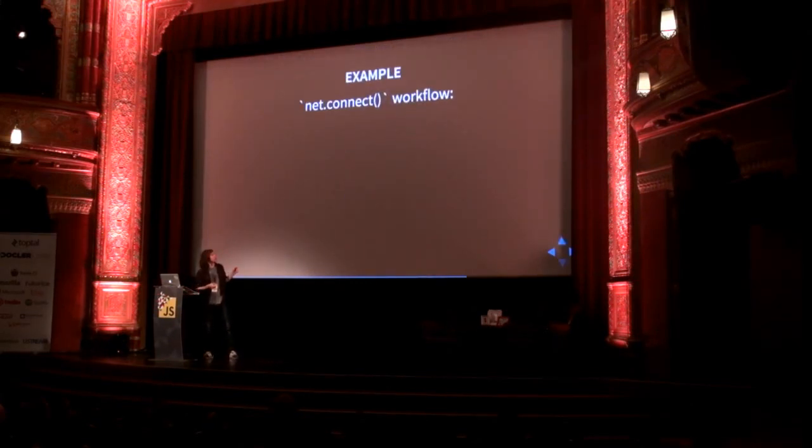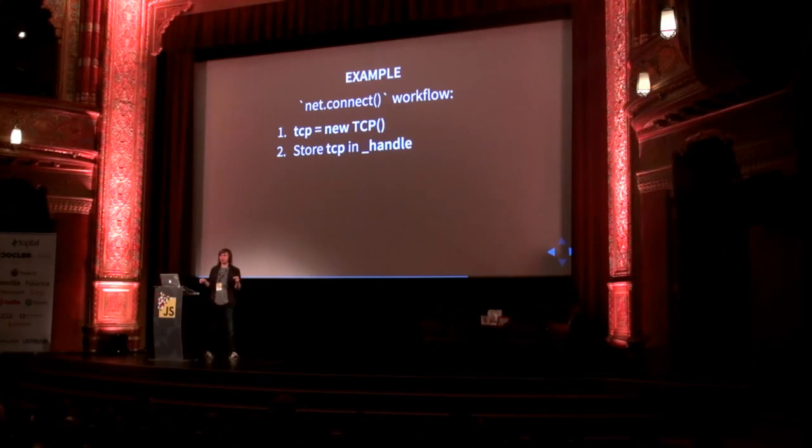So I promised you an example. NetConnect works in the following way. First, a TCP instance is created. Remember, TCP is actually a JavaScript class that is mapped to a C++ class. So it's invoking internals of Node.js. Then it stores TCP in underscore handle of the net socket.